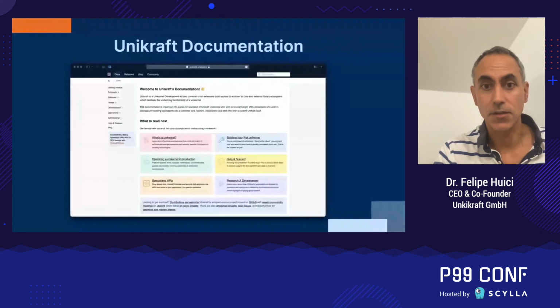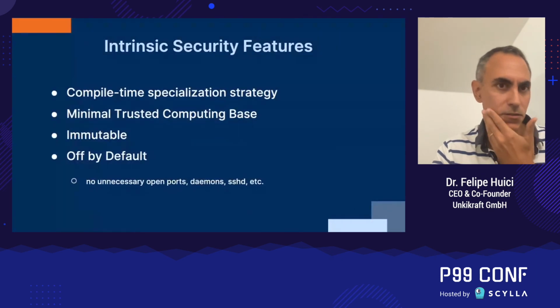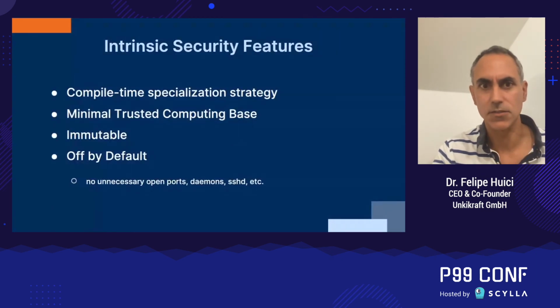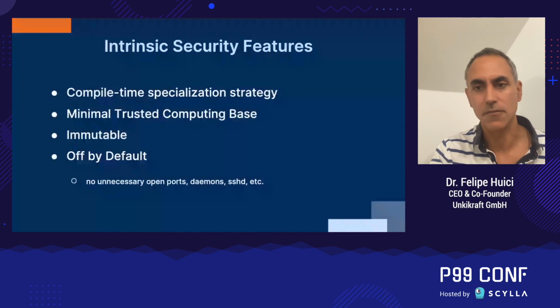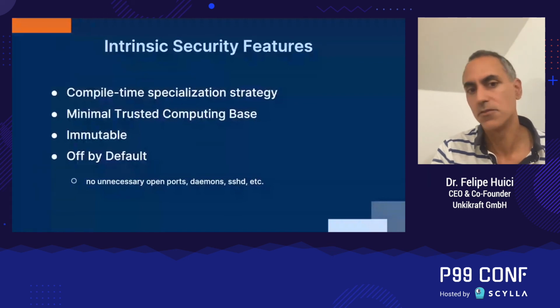And another thing that a lot of people focus on is security. If you've never heard of unikernels, they have some intrinsic security features. There's a compile-time specialization strategy, which leads to a minimal trusted computing base. A lot of things are never ever deployed in the image, so it's sort of by default safer. The images are immutable and everything is off by default. So there are no unnecessary open ports or daemons. If SSHD is not needed, it's just not there.